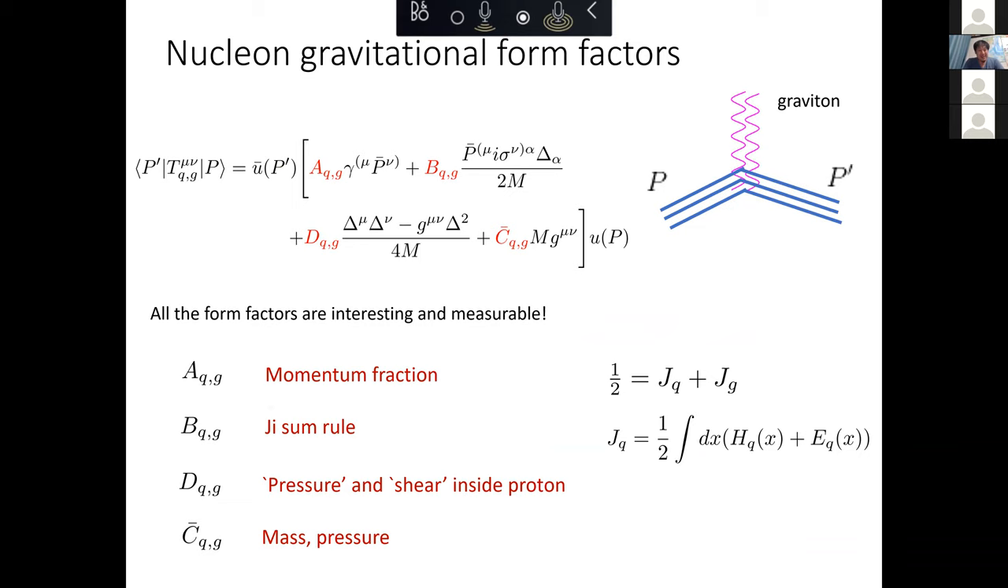So I was talking about the gravitational form factor, which is basically the matrix element of the QCD energy momentum tensor, and basically tells you how the proton couples to the graviton. Of course, you cannot measure this directly because the gravitational interaction is too weak, but you can indirectly measure it from DVCS experiments. There are four form factors, A, B, D, and C bar, and all these are very interesting. A and B are interesting from the viewpoint of the so-called Ji sum rule, which tells you the decomposition of the proton spin in terms of quark and gluon angular momentum. And there has been lots of excitement about this D term in the last few years, which is related to the pressure distributions inside a proton.